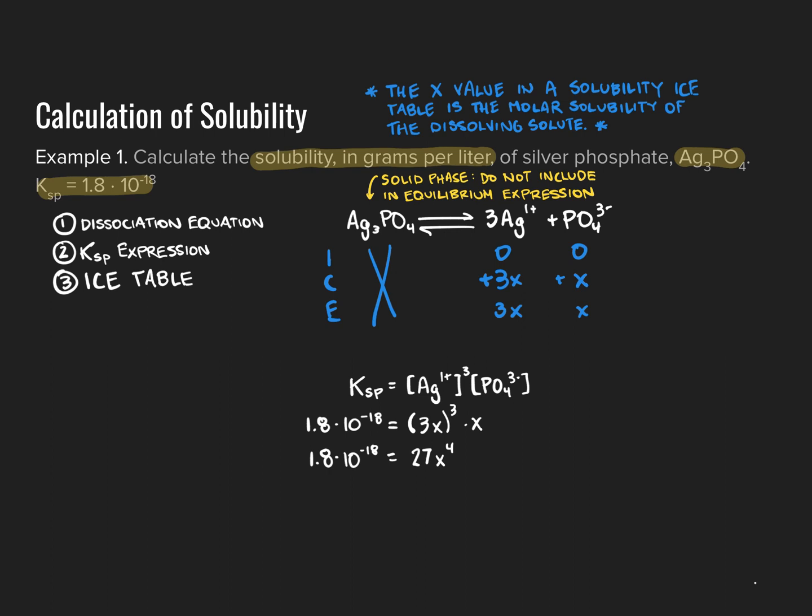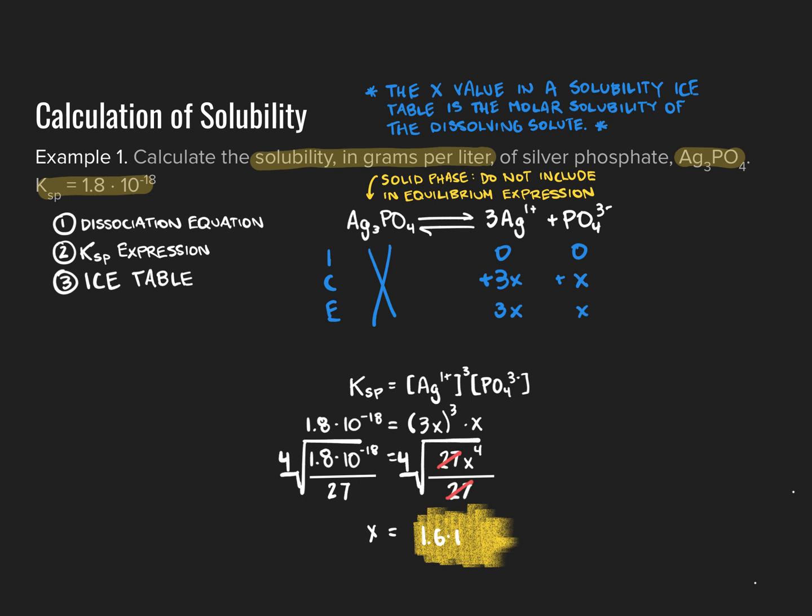And recognize here, folks, that I don't find myself in a position of having to make any assumptions, because I can solve this directly in our system by simply dividing both sides of my equation by 27, canceling that out on the right side of my equation, and then taking the 4th root of both sides of the equation to solve for x. And as I do so, I get the value of the 4th root of 1.8 times 10 to the negative 18th divided by 27. Plugging that into my calculator, I get a value of 1.6 times 10 to the negative 5th molar.